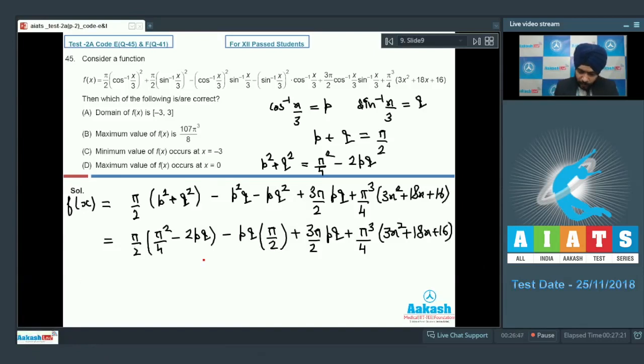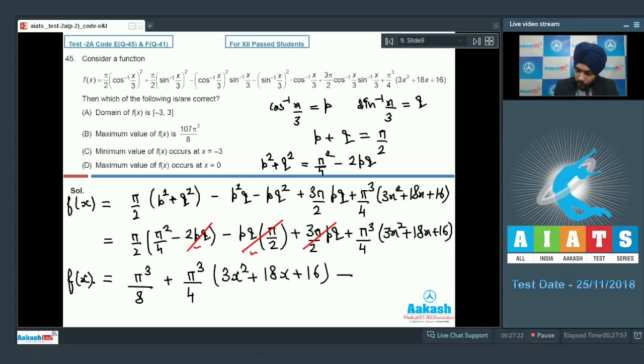Now students, if I collect the coefficient of pq, over here I have minus 2 by 2, that is minus pi, here minus pi by 2, and here plus 3 pi by 2. So these three terms are getting cancelled. f(x) is equal to, ultimately what I am left with is pi cube upon 8 plus pi cube upon 4 into 3x square plus 18x plus 16. But be very careful, this is defined only for x by 3 lying between minus 1 to 1, that means x belonging to minus 3 to 3. So that means this is not at all an inverse trigonometric function, it is just a quadratic equation, but the values of x are limited.